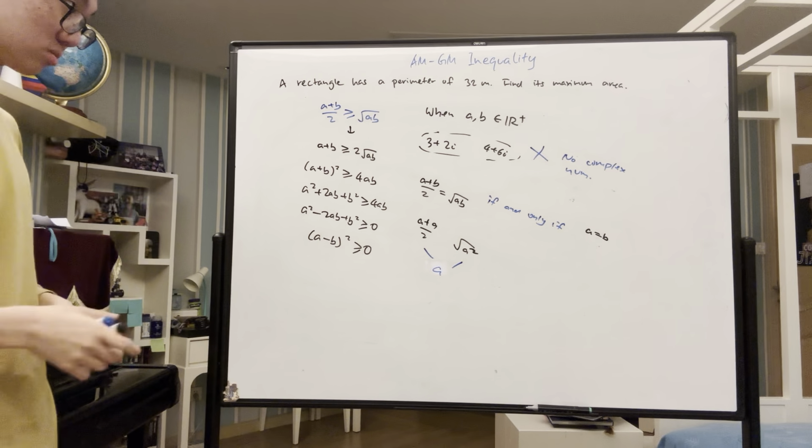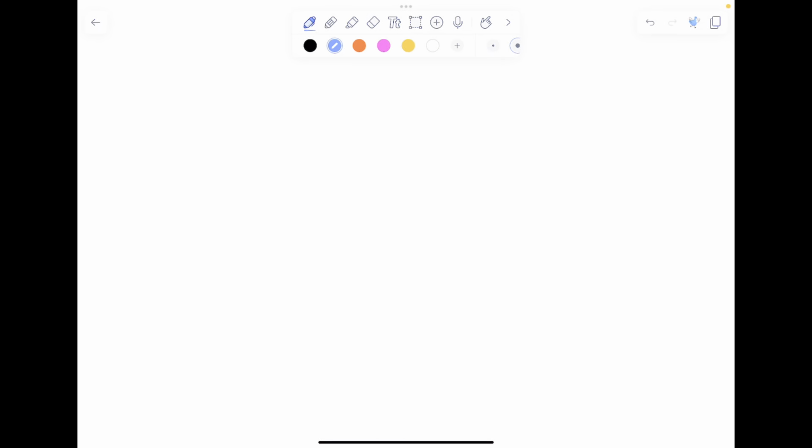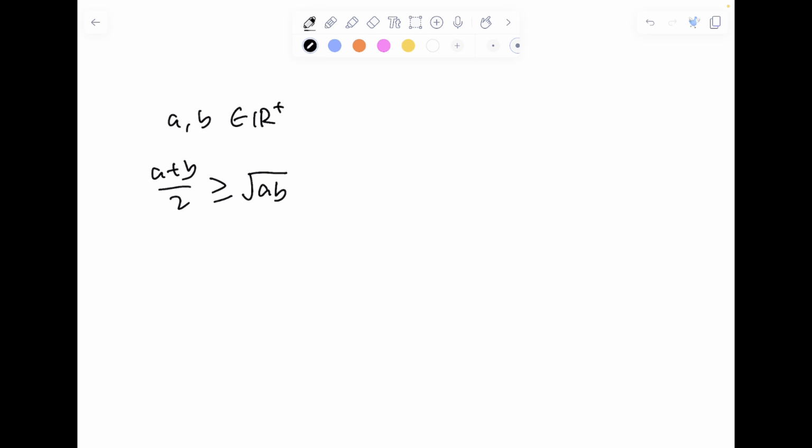Anyways, that's all for AM-GM. AM-GM basically states, to summarize, that if A and B are two real positive numbers, their arithmetic mean must always be greater than or equal to their geometric mean. And equality holds if A is equal to B, or when the two numbers are the same.